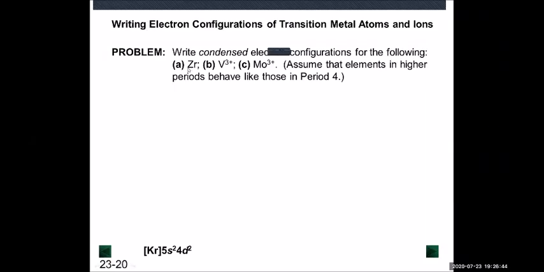So let's say I want to write the electron configuration for the zirconium atom, Zr. For the zirconium element, we first find out how many electrons. Zirconium has 40 electrons.